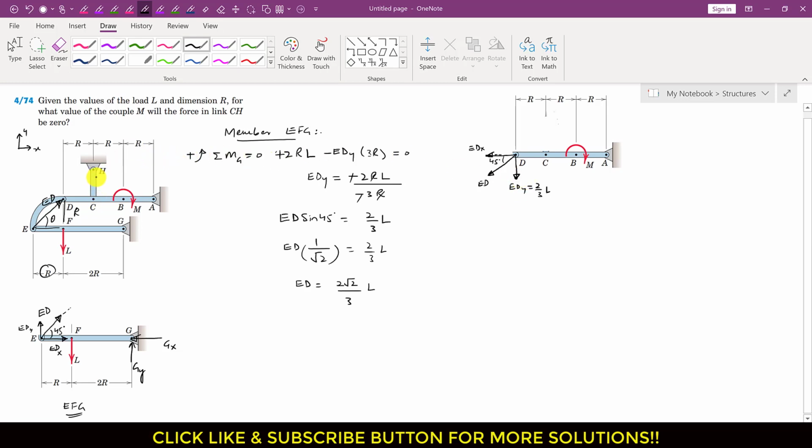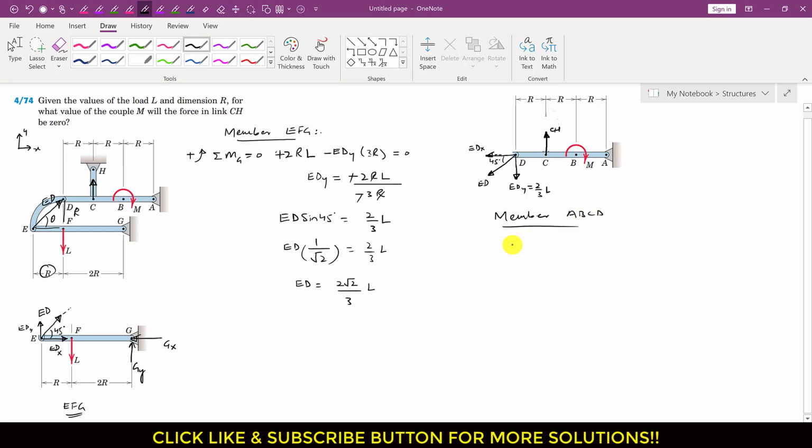And as we can see, here we have this CH member, so this CH member will apply the force on this ABCD member in the upward direction. So this will apply the force on this ABCD in this direction. So let me draw that CH force here. So this is that CH force.